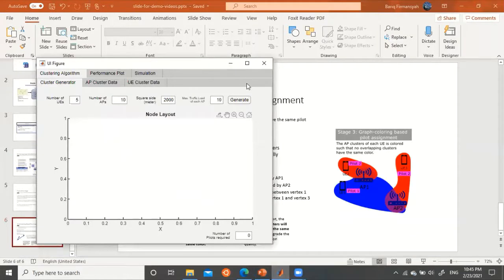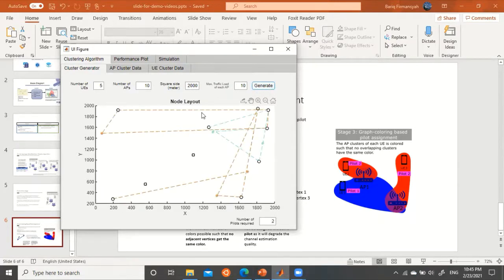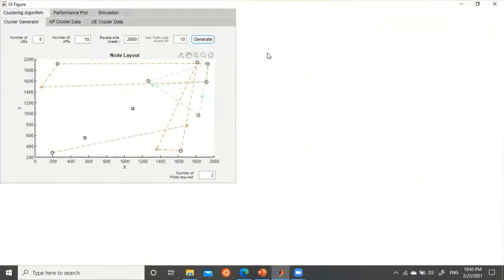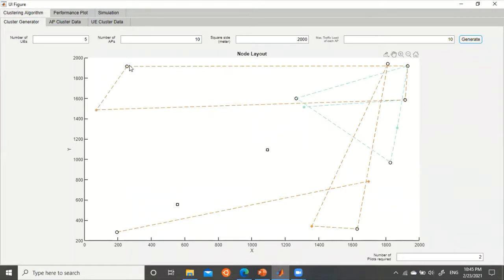So here's the demo of the software, the GUI software. So here is the clustering algorithm. In the cluster generator tab, we can modify and change basically there are 4 parameters here. We can generate the layout here. So there are several shapes here: circle, square, and star.